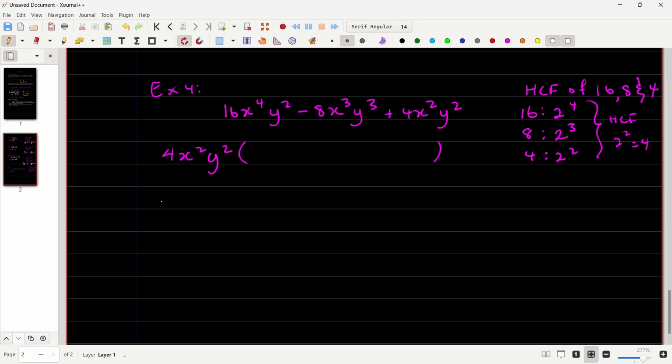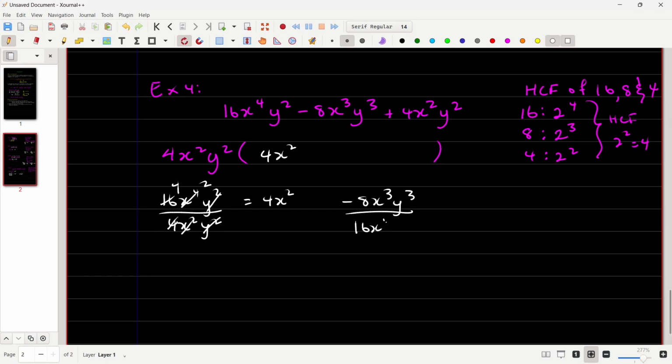So I'm just going to do this underneath here. So 16x to the fourth power y to the second power divided by 4x to the second y to the second. Cancel here remain 2, cancel here remain 4. So I'm going to get 4x to the second power, which I put over here. Then I have negative 8x to the third y to the third divided by 16x to the fourth y to the second. So cancel, leave 1 here.